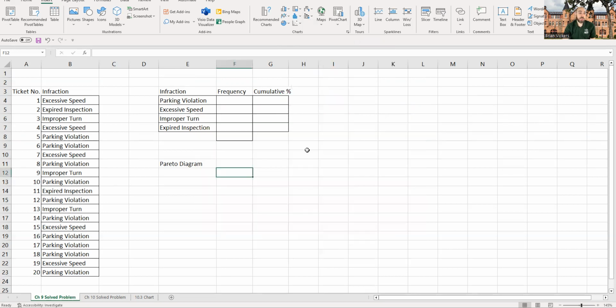All right. So we're going to look at all of the tickets issued and count the frequency of each. Now, if you were doing this by hand, you would say, okay, excessive speed, check, and you would draw a little tally mark, right? Expired inspection, check, and you would do this until you finished counting up all of them, but you're just counting the frequency of each, right?